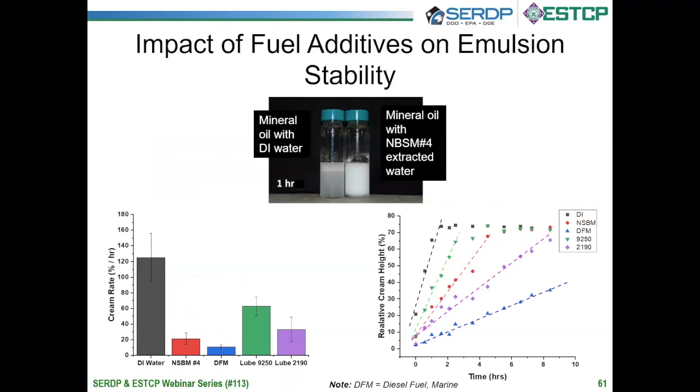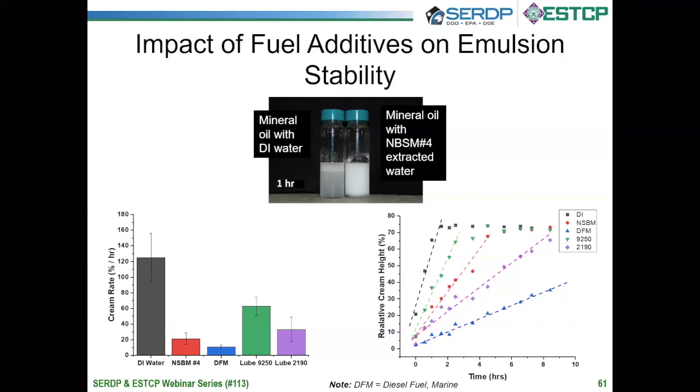So as you can see in the top graphic, we have just a visual representation of our work, and it's mineral oil with DI water after inverting and then letting rest for 1 hour. With the mineral oil with DI water alone, you can see that there is an obvious coalesced mineral oil layer, while the sample that was mixed with the NSBM number 4 extract water is completely emulsified.